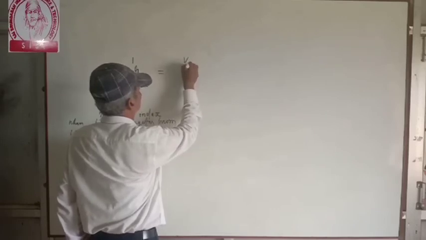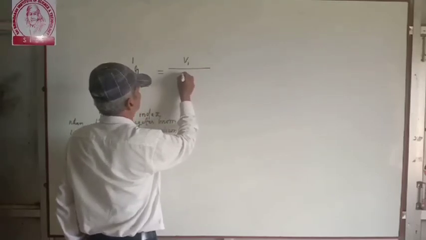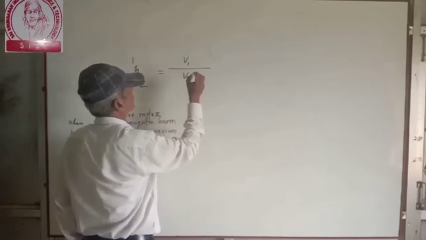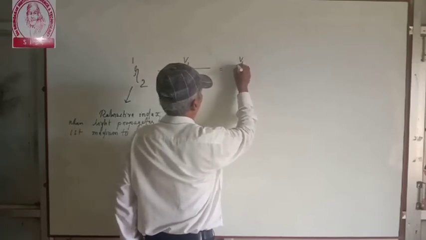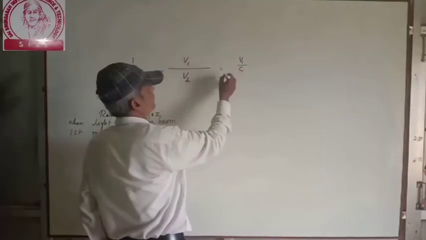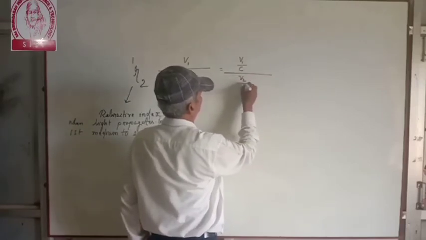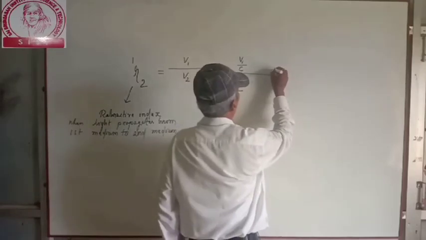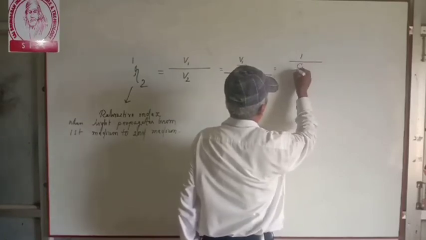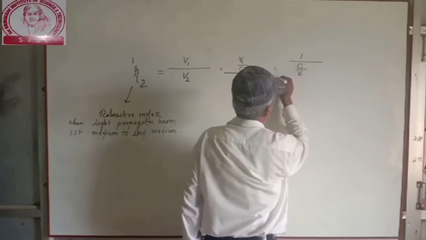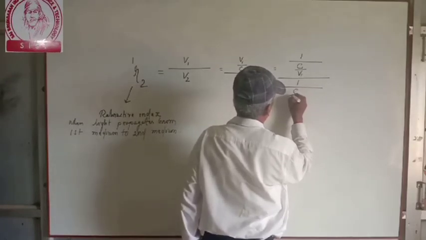V1, velocity of light in the first medium by velocity of light in the second medium, is equal to V1 by C, V2 by C is equal to 1 by C by V1, all divided by 1 by C by V2.